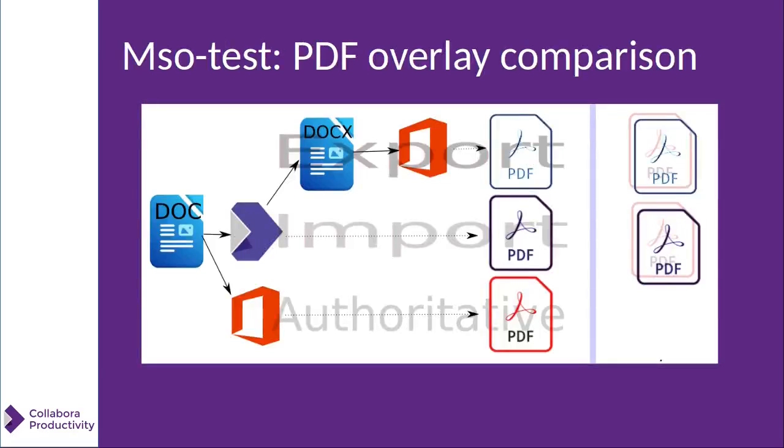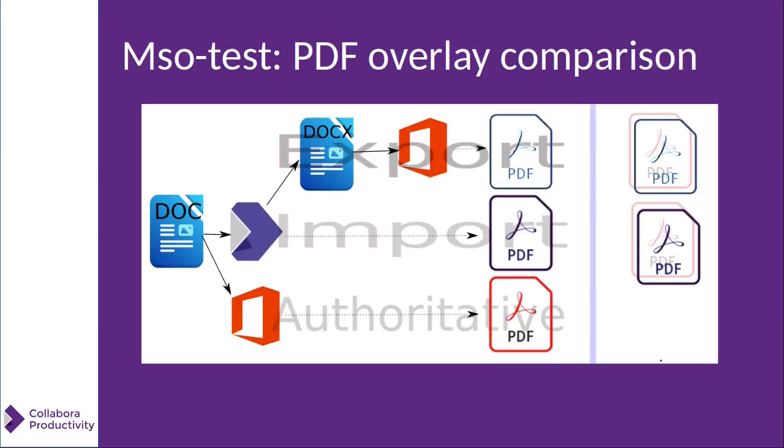We're going to start from the bottom up. We take a document and we use Microsoft Office to create a PDF of it, and that will be our authoritative PDF. We'll also take the same document and send it to Collabora Online and have it create a PDF, and that will be our import PDF of how Collabora sees it. And then Collabora will also save that document as an XML format. And then we'll send the XML formatted document through Microsoft Office and create a PDF. Again, that will be our export PDF. So that is the MSO test part of it. It's just creating the PDFs.